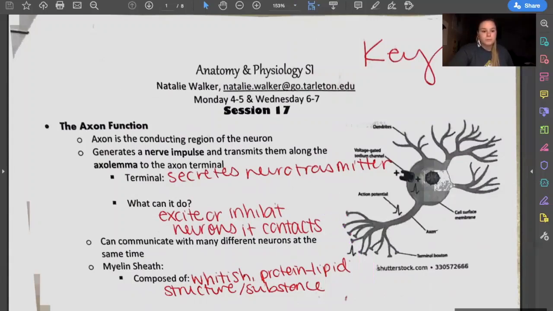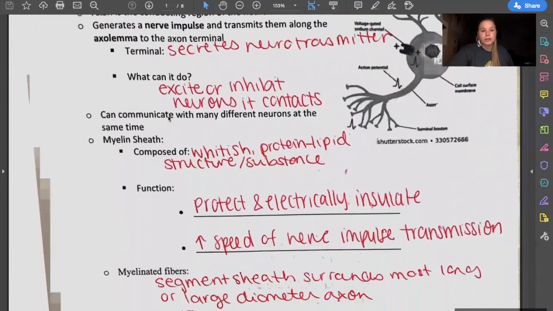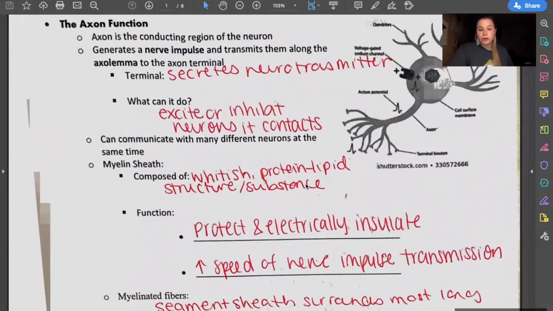Okay, so axons are composed of a myelin sheath, which is a white protein lipid structure, okay? So it has proteins and it has fat in it. Its function is to protect and electrically insulate and increase the speed of nerve impulse transmission. That's where our lipid comes in. Our lipid increases the speed because it allows us to have these things called nodes of Ranvier and those myelin sheaths, which we'll look at in a minute, so do not be afraid, that allow us to have that electrical signal jump, okay?